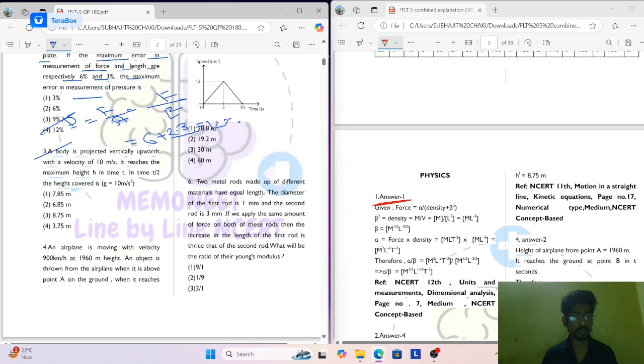A body is projected vertically upwards with a velocity of 10 meter per second. U is 10. It reaches maximum height h in time t. In time t by 2, what is the height covered? Okay, so this we have to calculate. The maximum height h formula is what? U square sine square theta by 2g, and the half time is U sine theta by g, right? This is the half time.